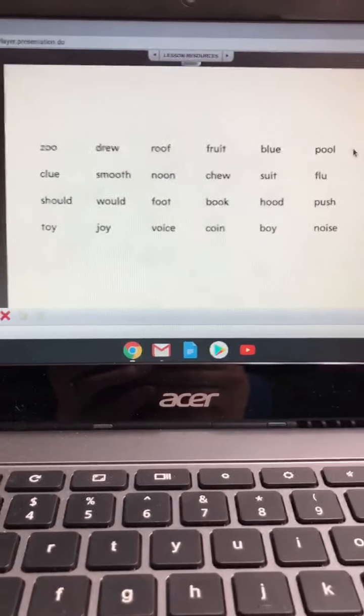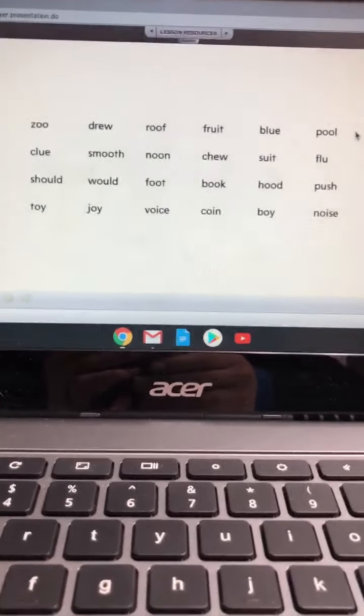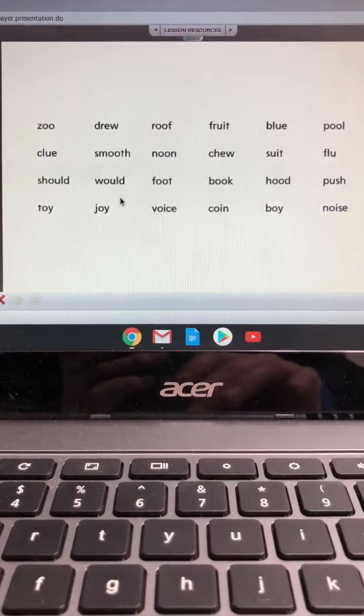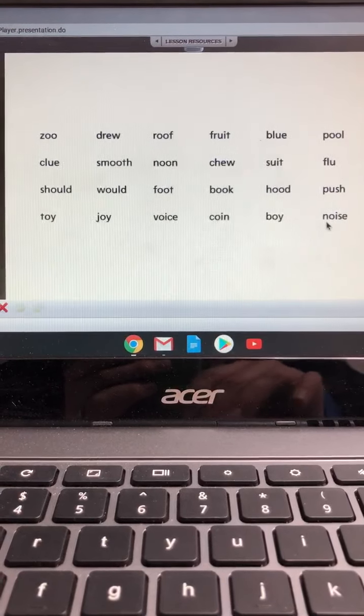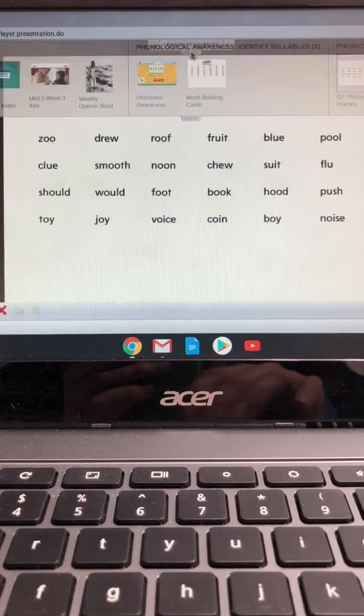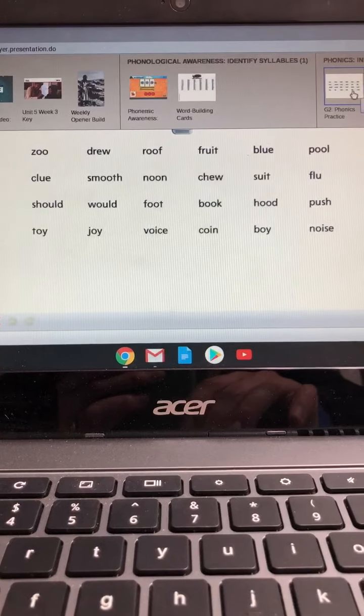And the last row are some review words. And I'm going to hold this up there. I want you to read those review words. The first one, they have the oi sound in them. Okay, so review those words.